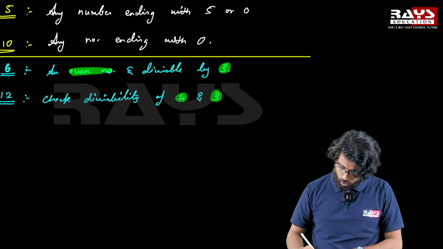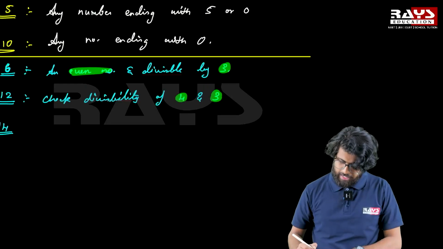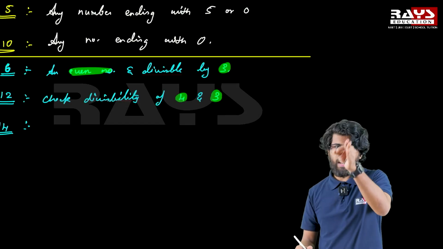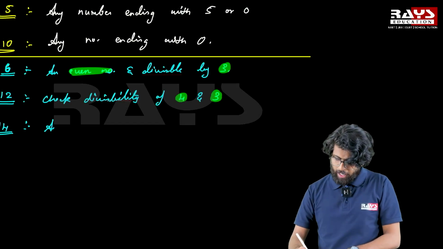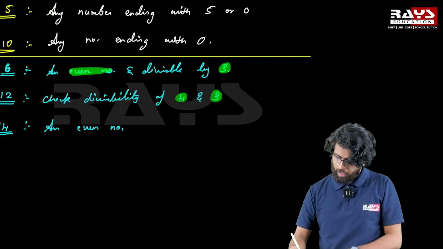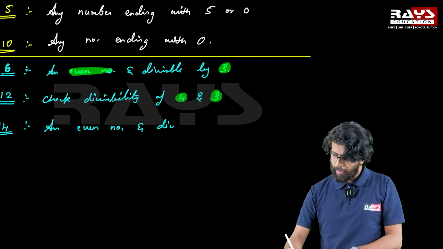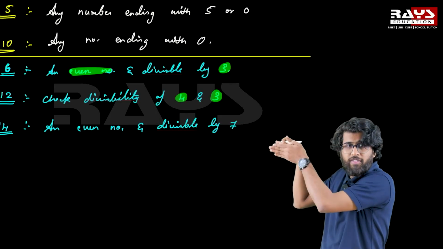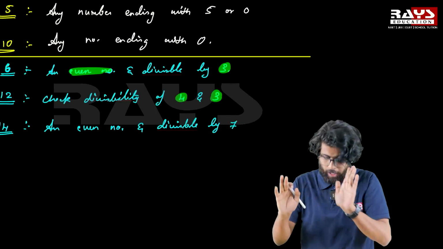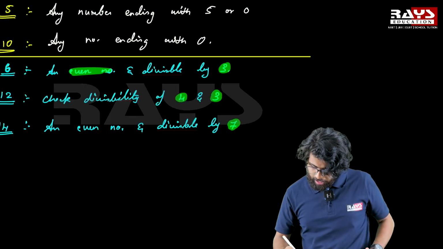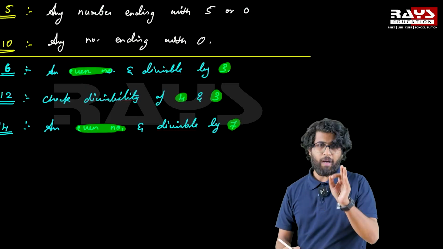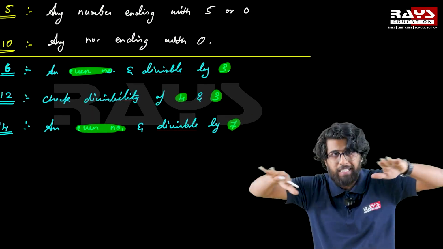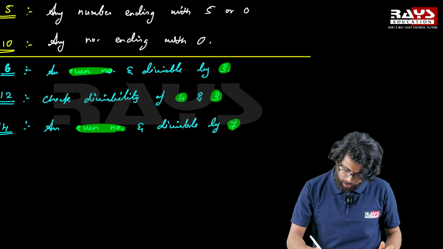And next, moving on to 14. 6, 12, 14 it is now. Here you have to check the divisibility rule of 7 and 2. So it should be an even number and divisible by 7. I know that we haven't learned the divisibility rule of 7, but we will learn it next. Don't worry. So if a number is divisible by 14, it is an even number. Then only it will be divisible by 14. But all even numbers are not divisible by 14.